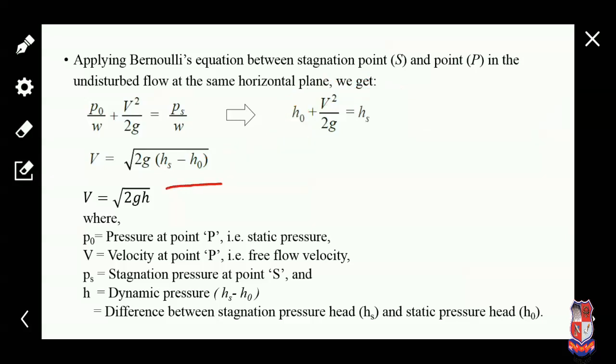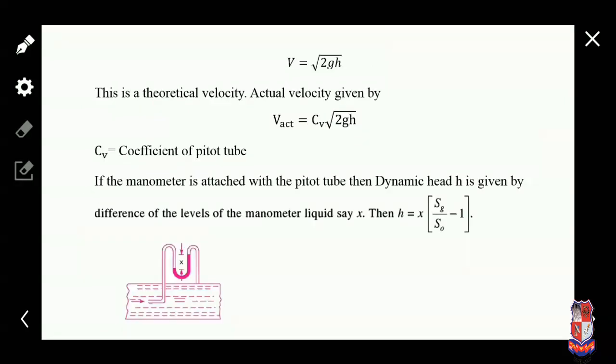Now Hs minus H0 is equal to H, and H is the dynamic pressure head, which is defined as the difference between the stagnation pressure head and the static pressure head. This is the equation of velocity of the Pitot tube. So we can measure the velocity through a Pitot tube by this equation.